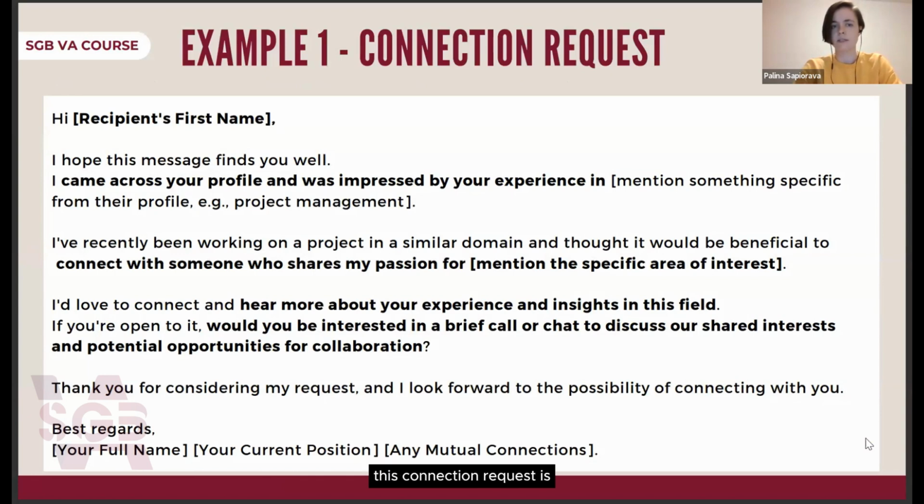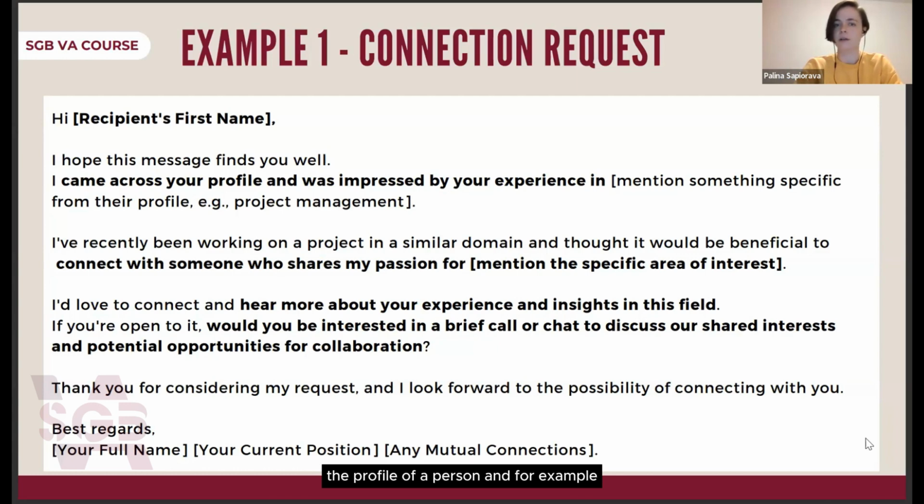And honestly, this connection request is too big because on LinkedIn, the connection request is limited to 300 symbols. And that's another difficulty, that's probably the most difficult part of writing a connection request for LinkedIn, because you actually have to explain why you are interested in that person, why that person should be interested in you, and you should fit it all in the 300 symbols.